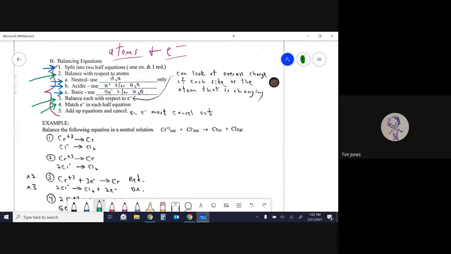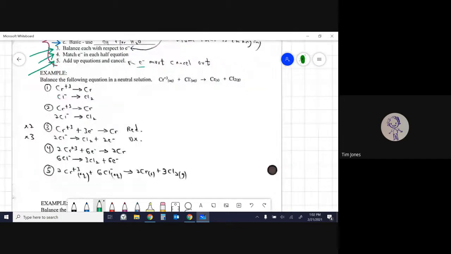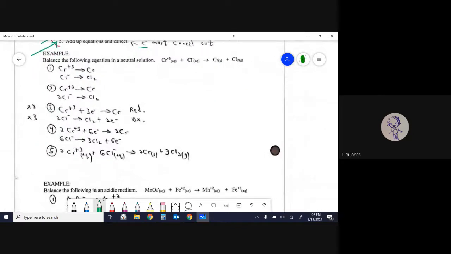And then step 5, you just add everything up, cancel things that are on opposite sides of the arrow. And it's a good idea to check your electrons to make sure that the number gained and lost are equal. So let's go through some examples here. All right, the neutral just means the only thing we can add is water, but it turns out we don't even need it in this case.